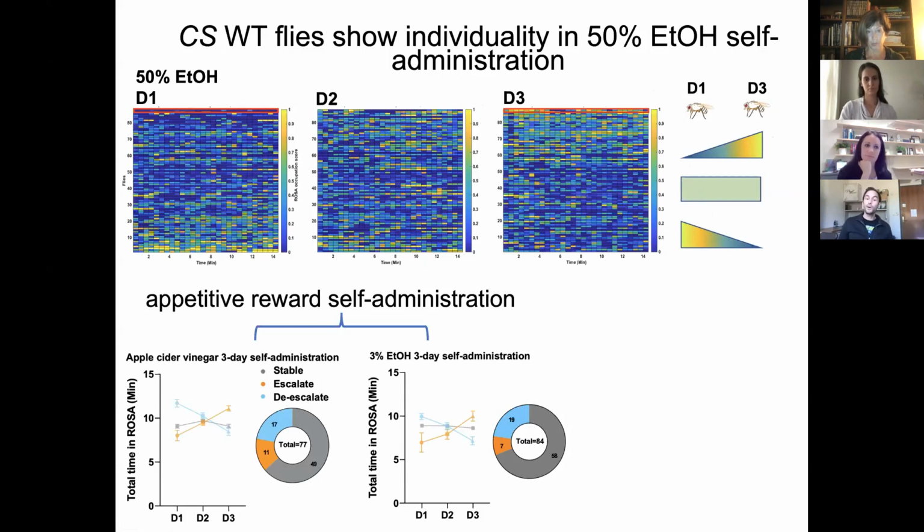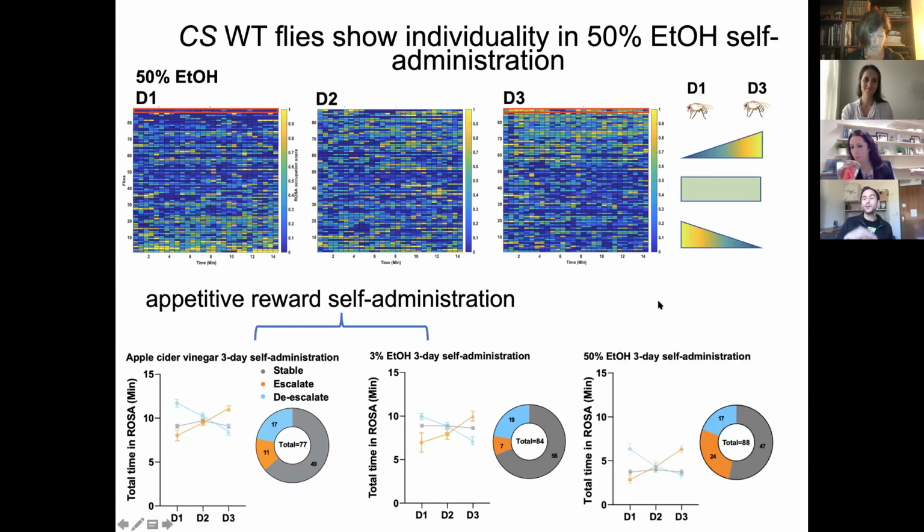And so what hopefully you can appreciate from this is that the overall distribution of these populations of flies, escalators, de-escalators, and stable drinkers is relatively similar between apple cider vinegar, which is an innately appetitive odor, and 3% ethanol, which we happen to know occurs in nature in rotting fruit, right?